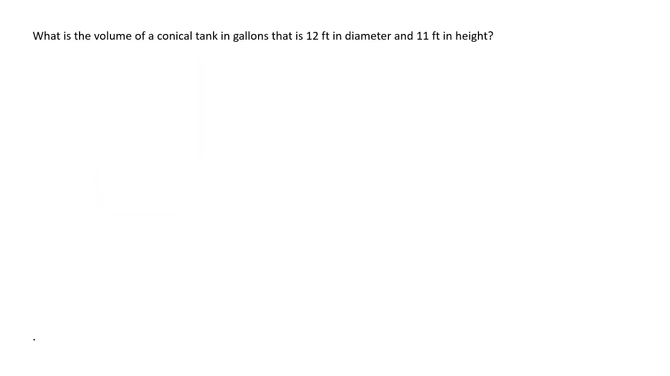So let's practice these questions. What is the volume of a conical tank in gallons that is 12 feet in diameter and 11 feet in height? First we're going to pull out our knowns and our unknowns. What you know is the diameter is 12 feet and the height is 11 feet. What you don't know is the volume in gallons.